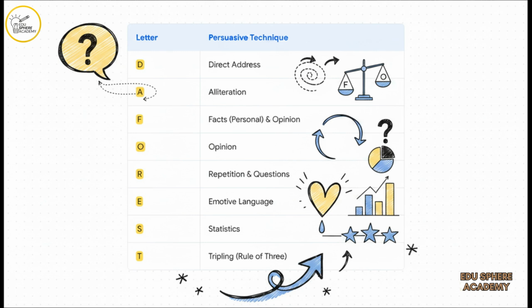It stands for direct address, using you to speak right to the reader, alliteration to make your phrases pop, facts and opinions to balance logic with your own perspective, repetition and rhetorical questions to make the reader literally stop and think, emotive language to tug at their heartstrings, statistics for hard evidence, and tripling, the rule of 3, to make your list deeply satisfying to read. You definitely don't need to cram all of them into every single paragraph, but sprinkling them throughout your essay, total game changer.